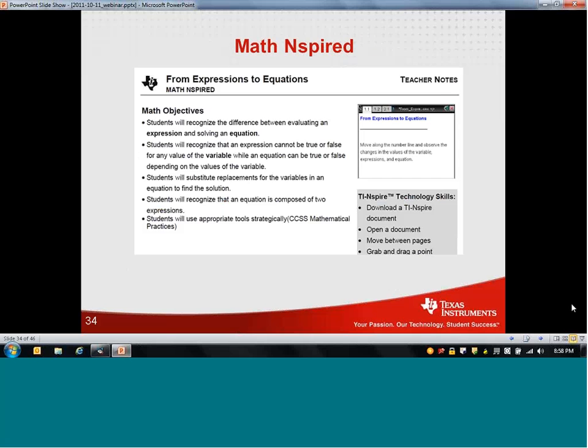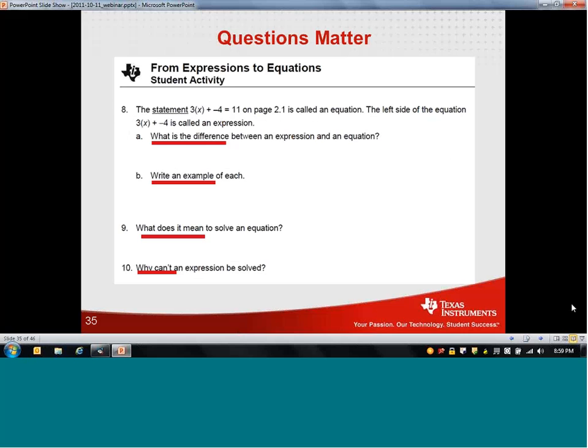Next slide. Just a quick look at what a math-inspired lesson looks like. Texas Instruments does have several activities that make use of the technology. Each one has extensive teacher notes that lay out clearly stated math objectives, and actually include reference to the mathematical practices. Next slide.